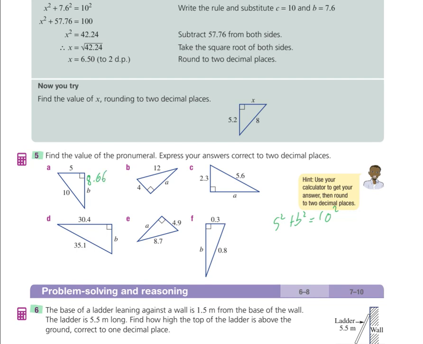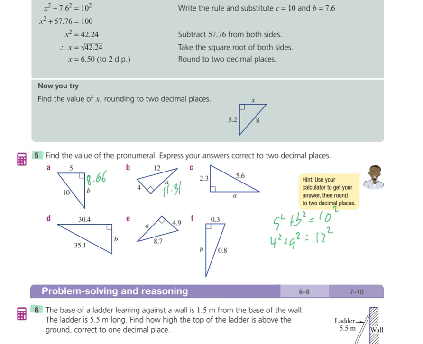Okay, for the second one, we're going to have 4 squared plus a squared equals 12 squared. So that's going to be 16 and 144. If I do my 144, take away 16, I'll be left with 128, which I will square root. I'll get 11.31.